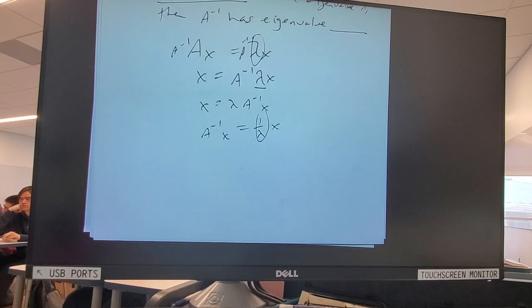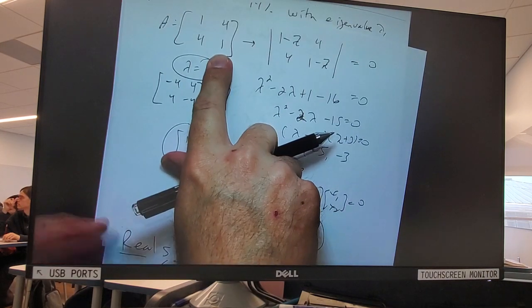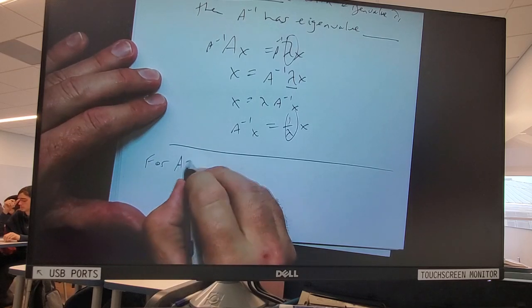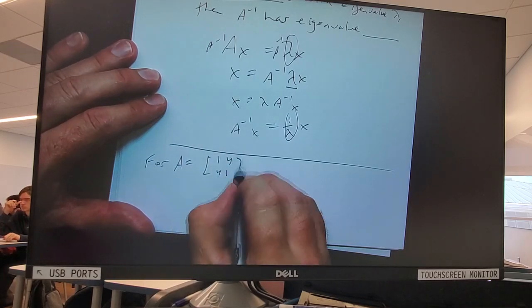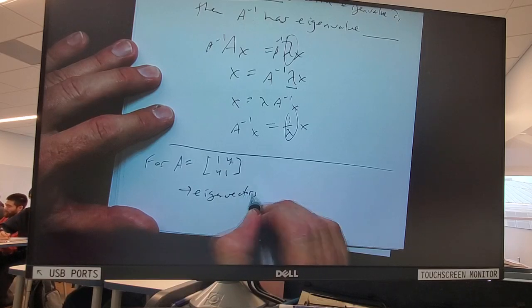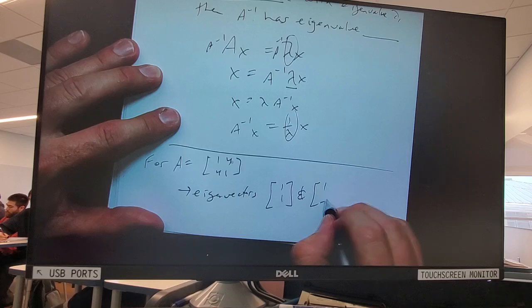Given a matrix A, I could find eigenvalues and eigenvectors. Let's go back in time for a second to a nicer problem. We did this problem earlier, yes? For A equal to [1, 4; 4, 1], we got eigenvectors of (1, 1) and (1, -1).